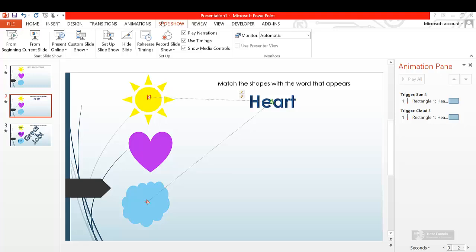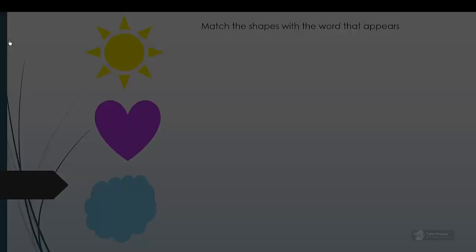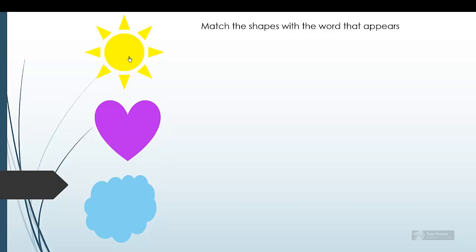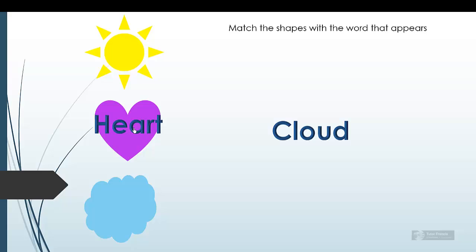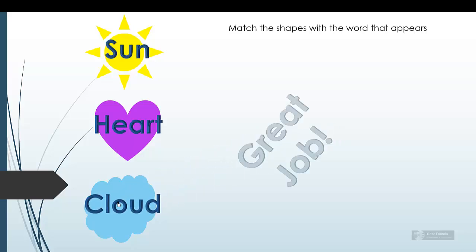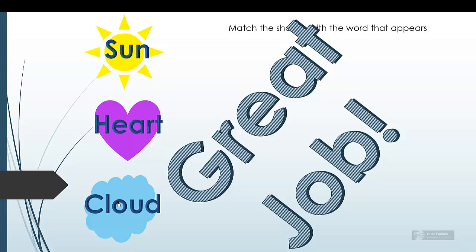Hello, let's see how we can create a matching activity with just 3 slides in Microsoft PowerPoint. The user waits for a word to appear, then he matches the word with the shape. If he matches wrongly, the word goes back. But if he matches correctly, the word remains. After matching everything correctly, he receives a congratulation message. How can we do this in Microsoft PowerPoint? Let's see how we can do that.